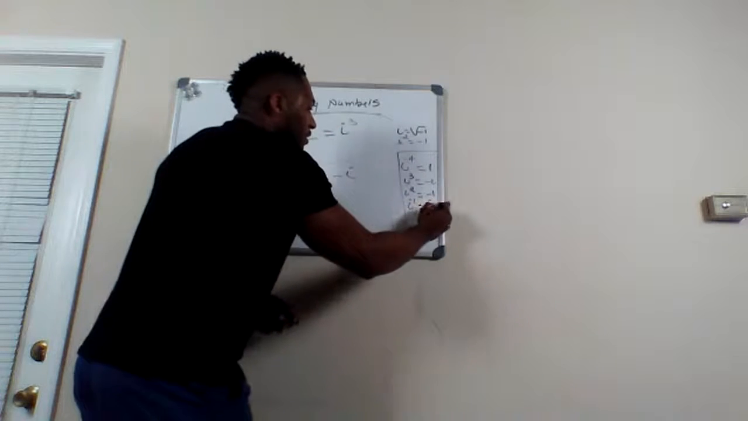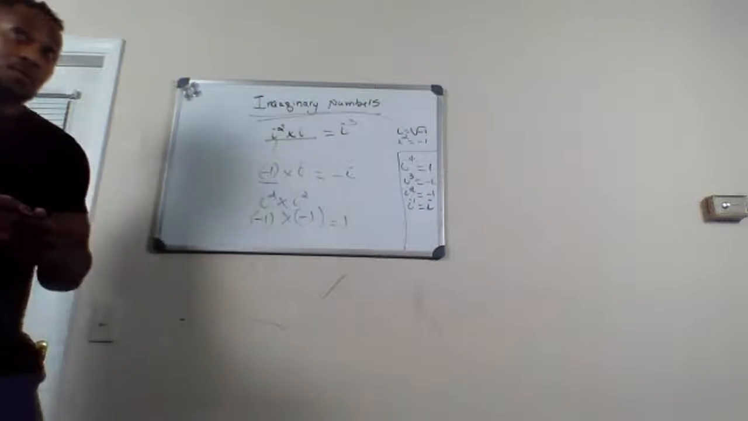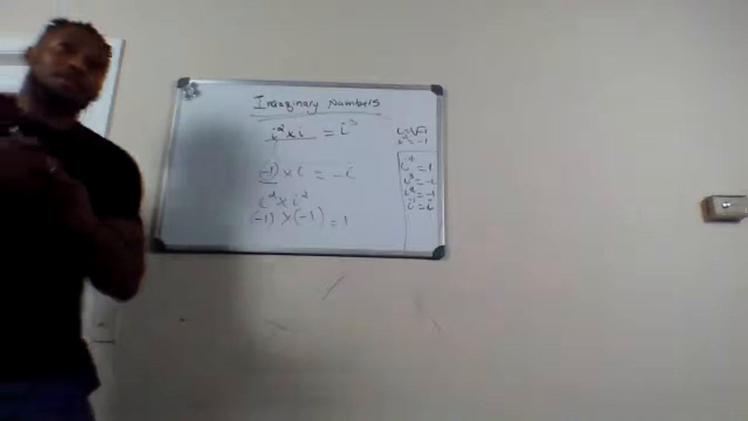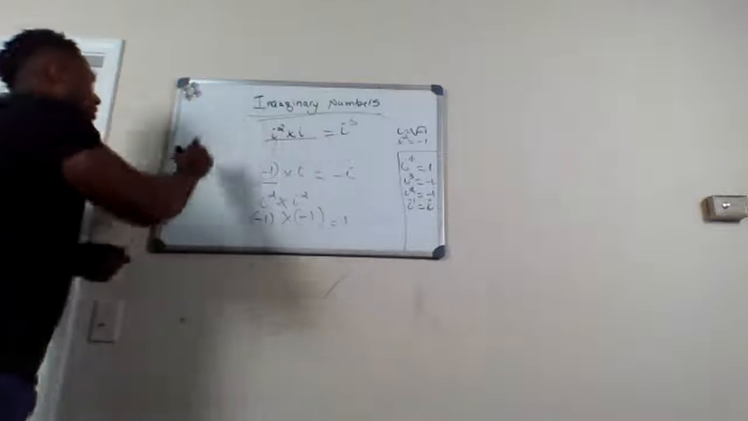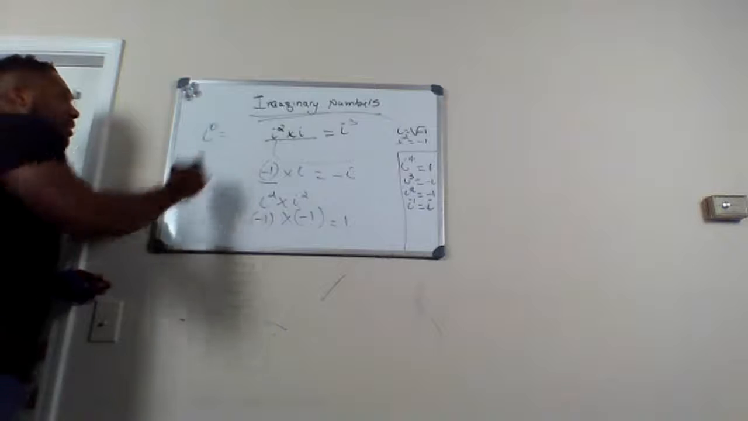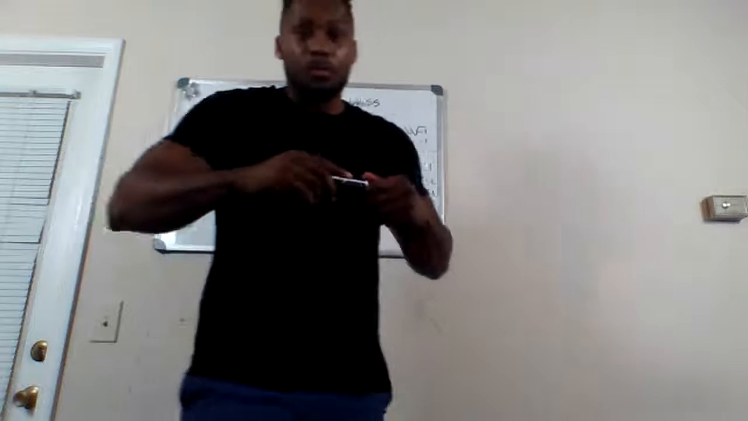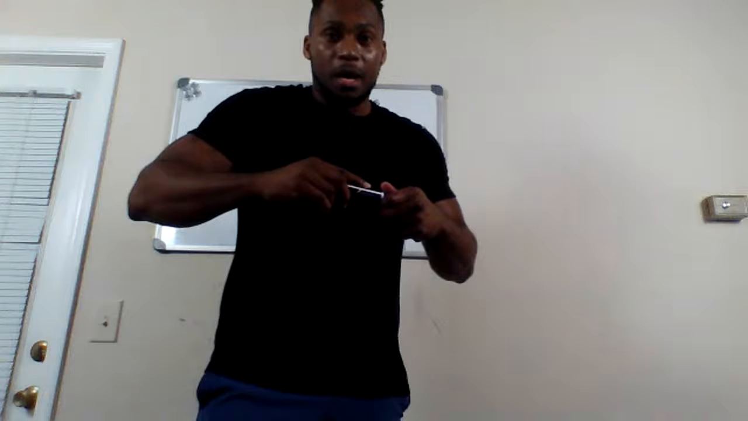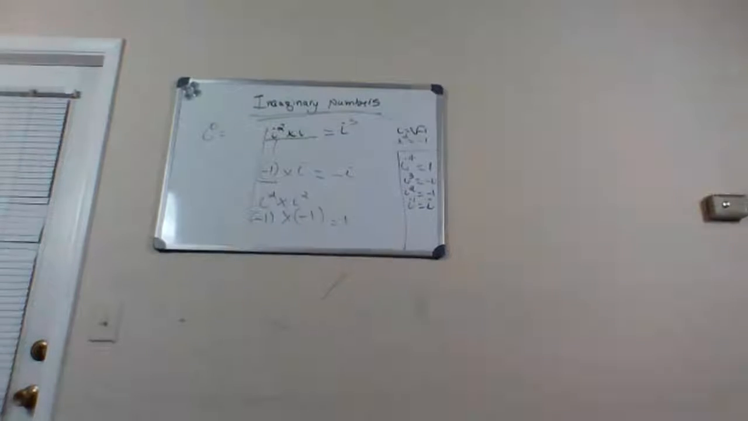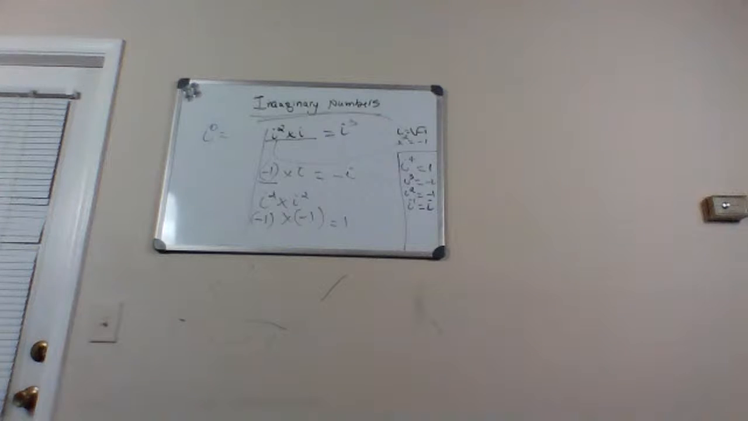What's I to the 0? You can tell me what I to the 0 is. I'm going to give you a second to think about this, and you're going to see something cool that you probably see in your class. I to the 0 is 1.